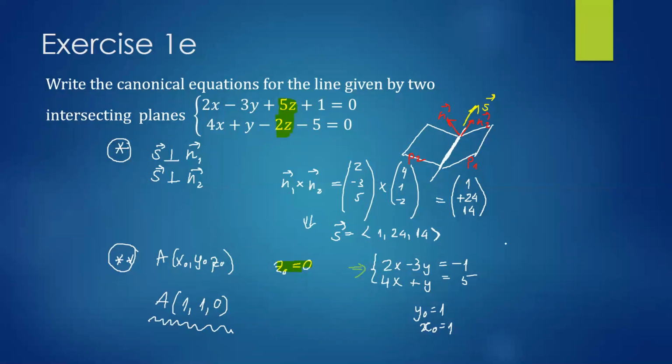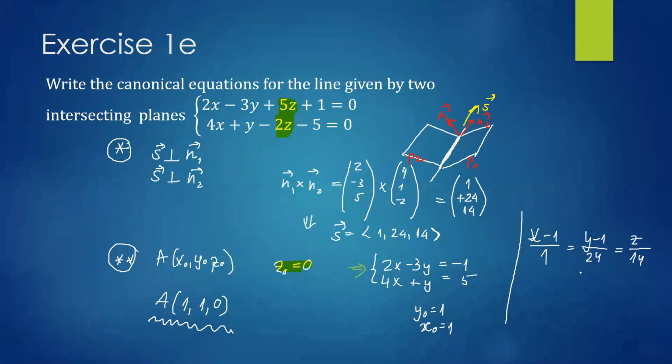And so the canonical equation, let's use the point A now, the third part of the task. So x minus 1, y minus 1, z minus 0, so I'm writing nothing there. And the direction vector is 1, 24, 14. And these are the canonical equations for the line.